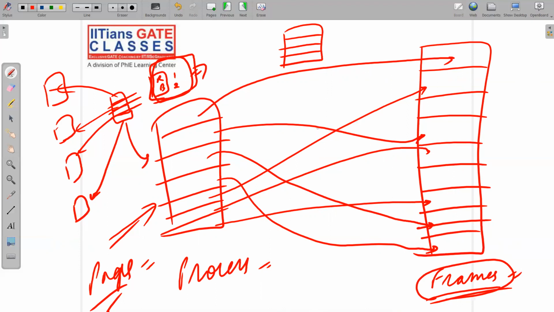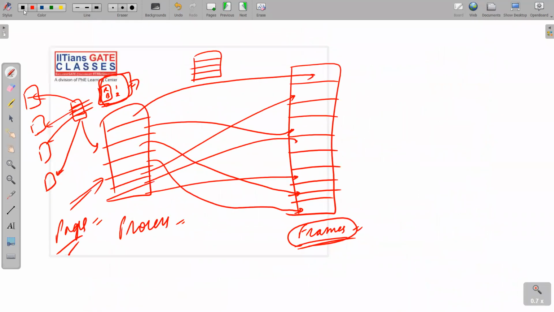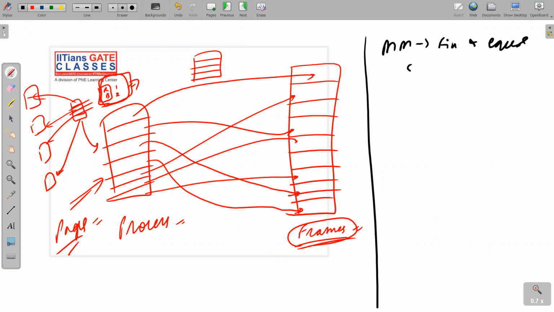Just to revise one more time, if you want to write down the notes, you can write that main memory is divided into fixed and equal size parts called frames. Let me write the keywords only because they are very important. So in main memory we have frames.